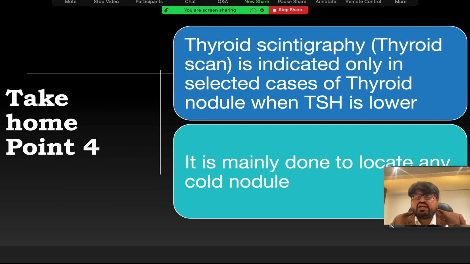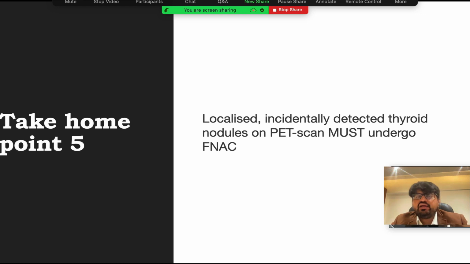Thyroid scintigraphy or a thyroid scan is indicated only in those patients where you have a low TSH, and mainly what we are trying to see is whether you have a warm or cold nodule, because cold nodules are more likely to be malignant. And finally, localized incidentally detected thyroid nodules on a PET scan definitely must undergo an FNAC, because they are more likely to suggest malignancy.